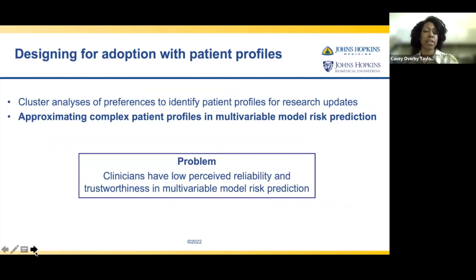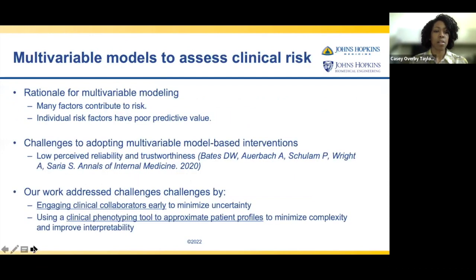So now I'll transition to a second project where we aim to approximate complex patient profiles up front in a multivariable model risk prediction. And so the problem that we wanted to address with this strategy is this issue of clinicians not trusting or believing that multivariable predictive models are reliable. And the rationale for using models to assess clinical risks is that we want to do this when there are many factors that contribute to the risk, and individual risk factors alone have poor predictive value.